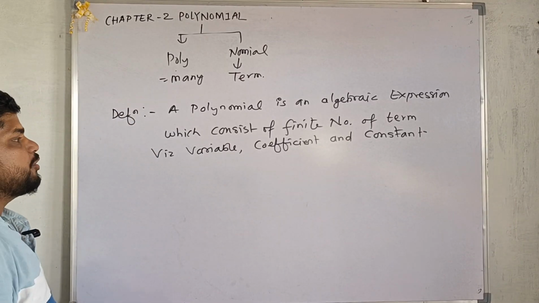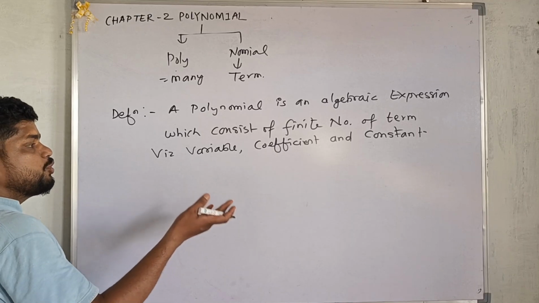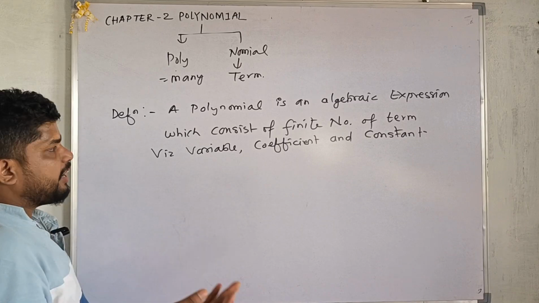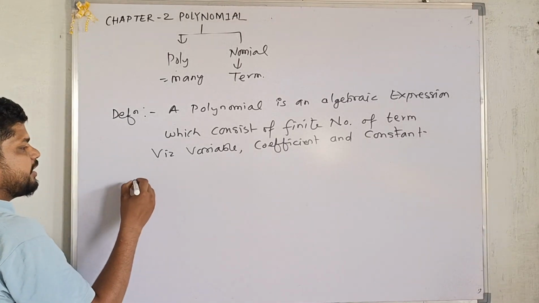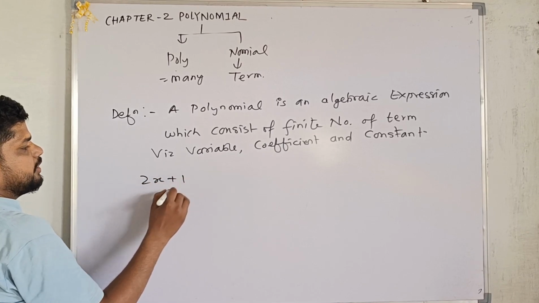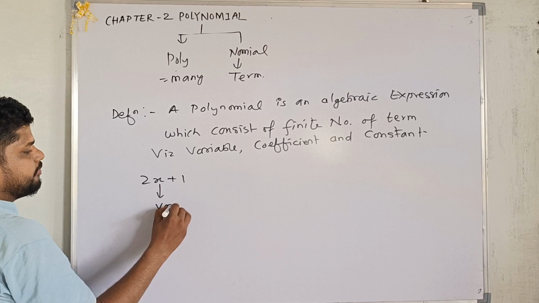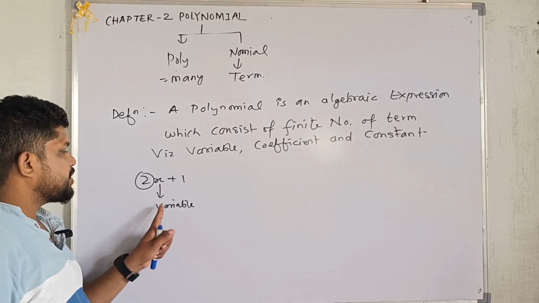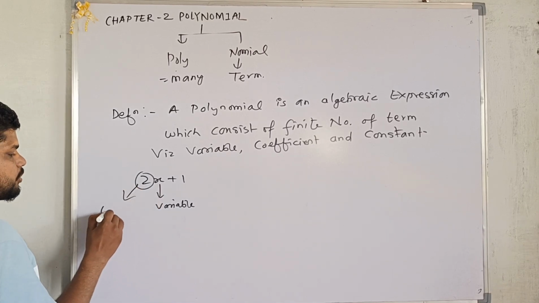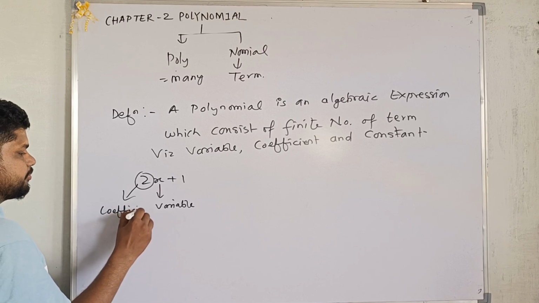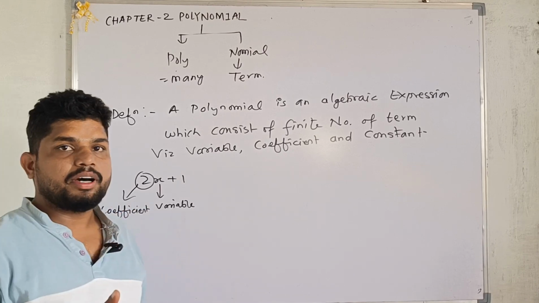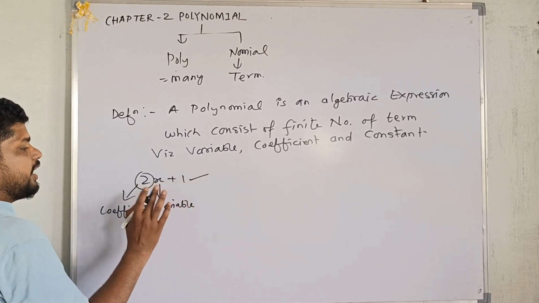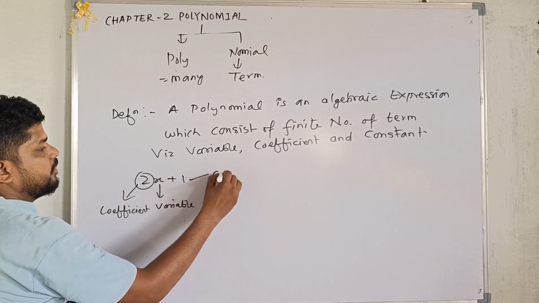Generally, variables are unknown values whose value is not fixed. In order to identify the variable, coefficient and constant, I am giving you an example, like we are writing 2x plus 1. Here x is a variable. Always remember, बच्चों, the number attached with the variable is known as coefficient. And the number which is not attached with any kind of variable is known as constant. So 1 is not attached with any variable, so it is known as constant.